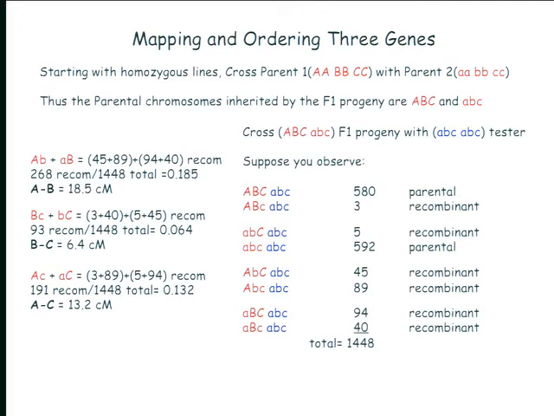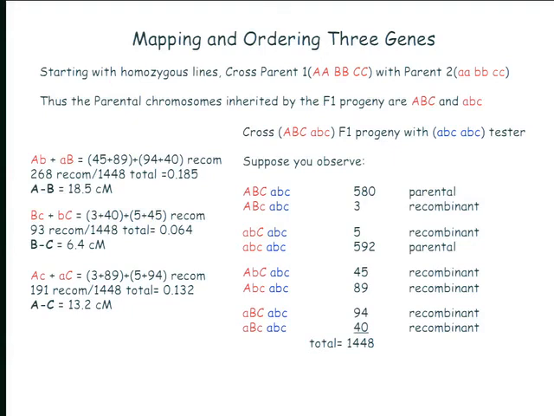What about the distance between locus B and locus C? Our recombinants are going to be big B, little c, and little b, big C. So big B, little c, there are 3 here. Big B, little c, 40 there. Little b, big C, 5 here, and 45 there. So we add up all these recombinants, we get 93 out of a total of 1,448, which is 0.064, or 6.4 centimorgans. So is locus B closer to locus A or to locus C? It's closer to C because it's a smaller distance, map units between them.